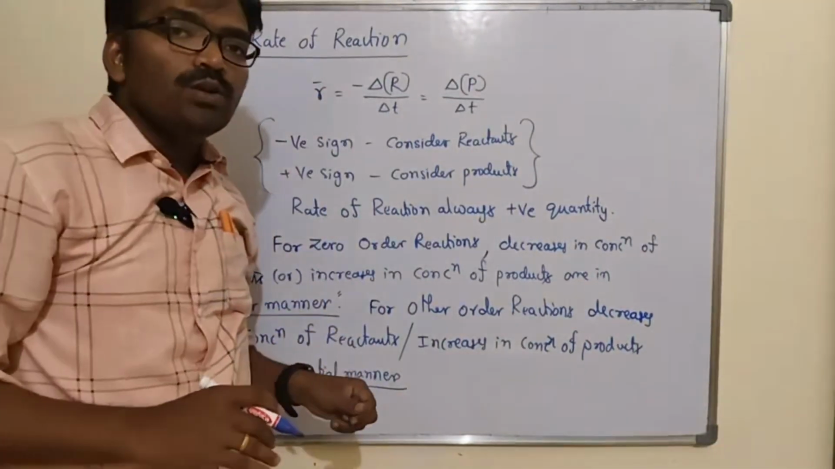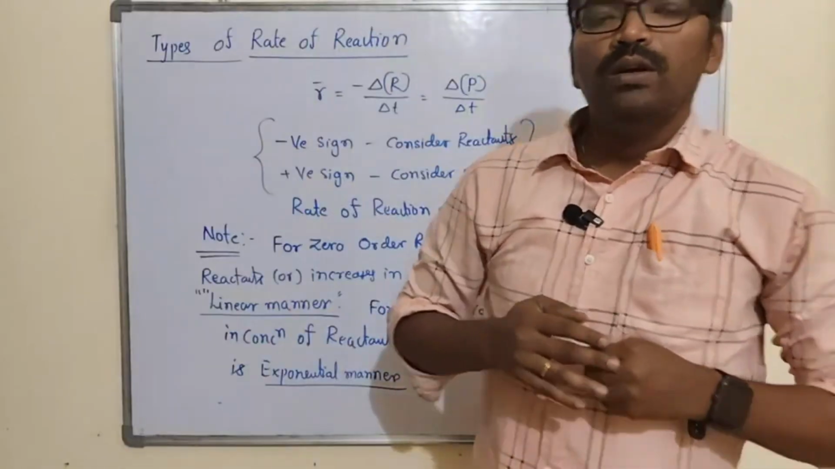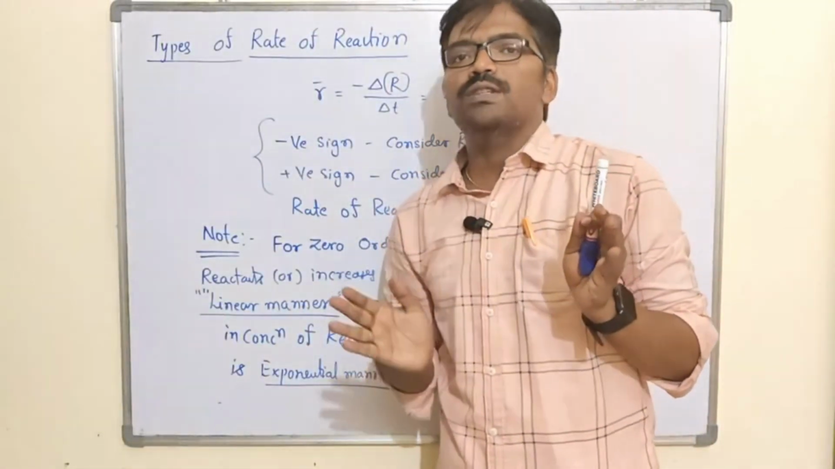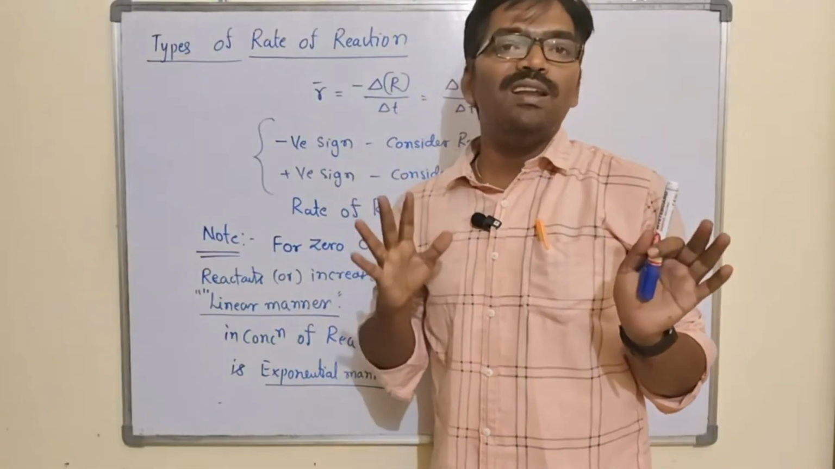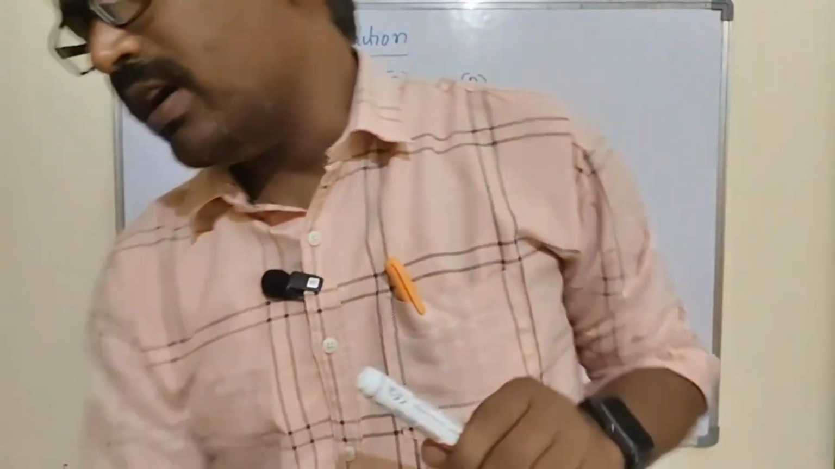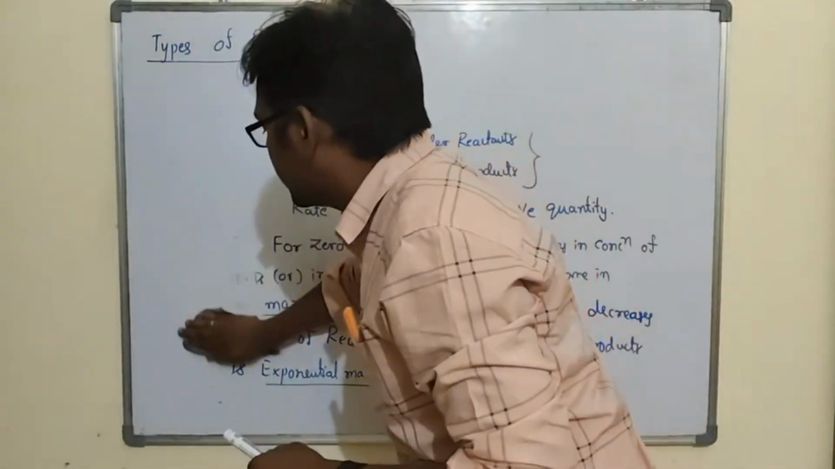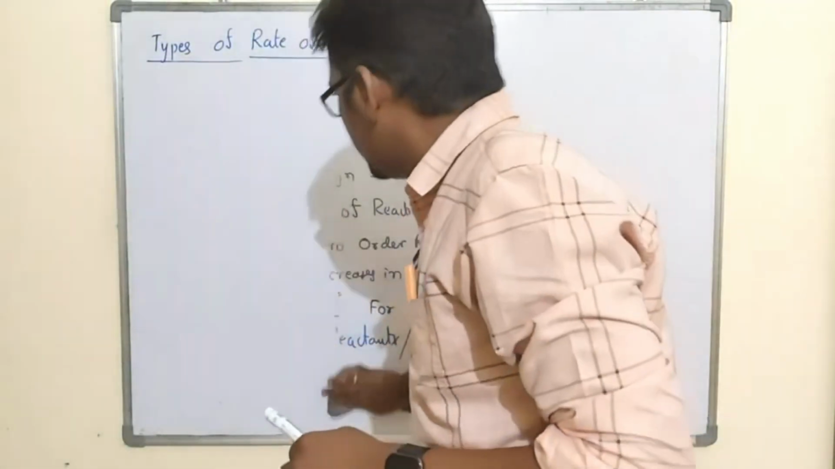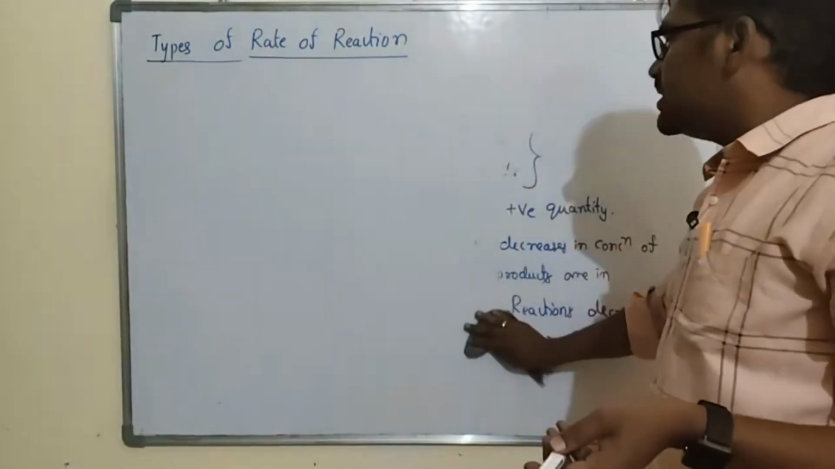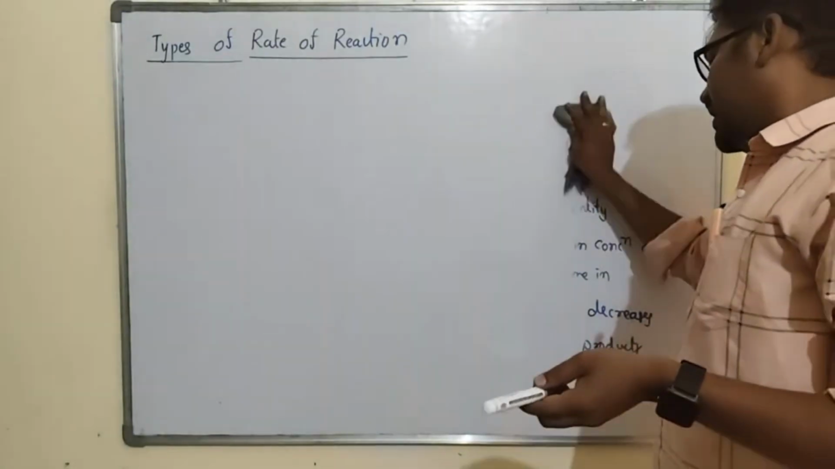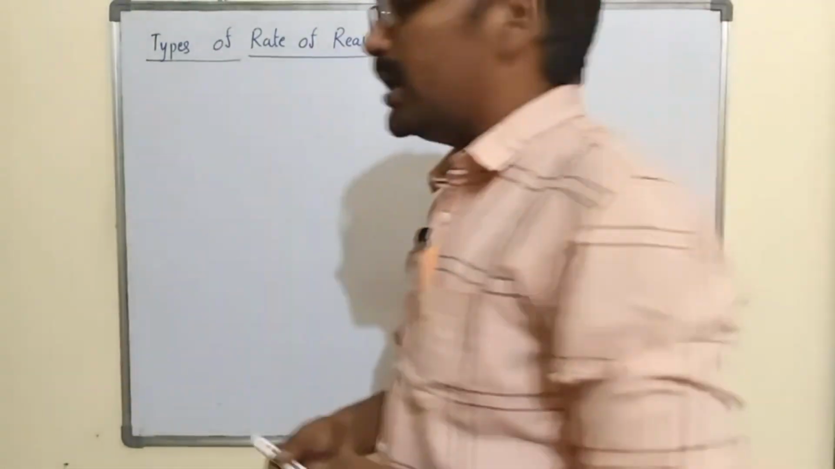How it is, when we draw the graph of reactant concentration versus time, or product concentration versus time, for the zero order reactions, how the graph will be, that we'll discuss. Then for other order reactions, how the graph will be, that we discuss. See, my dear students, for zero order reactions, the decrease in the concentration of reactants or increase in the concentration of products is in linear manner.